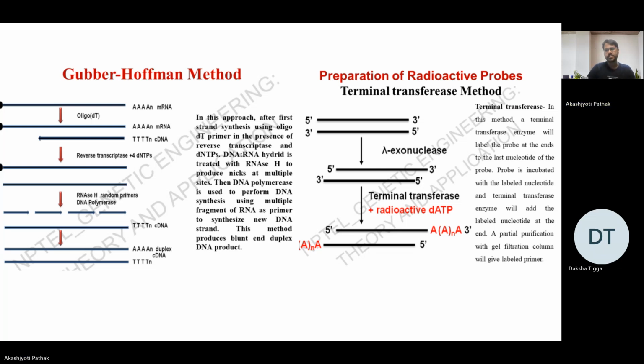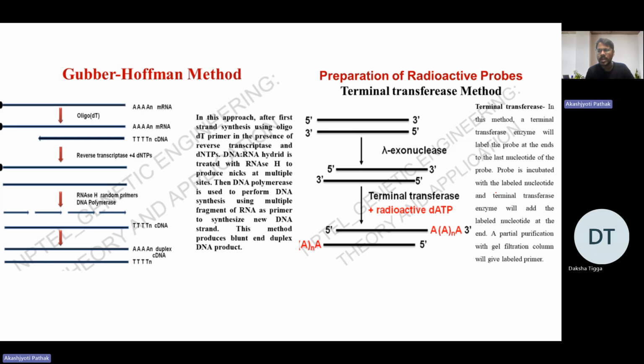Okay. So how do you do that? You treat your double-stranded DNA with lambda exonuclease. It is an exonuclease. In this terminal transferase method, a terminal transferase enzyme will label the probe at the ends, at the last nucleotide of the probe. So basically it has cleaved a part from the 5' end.